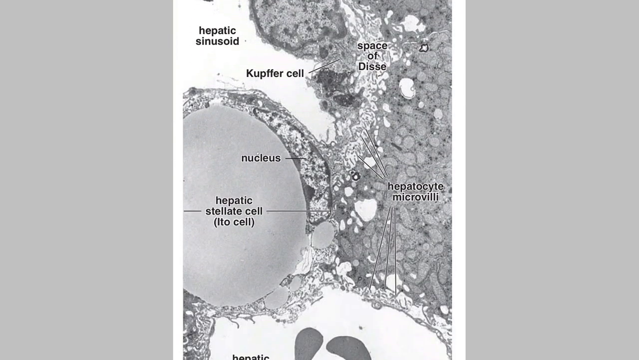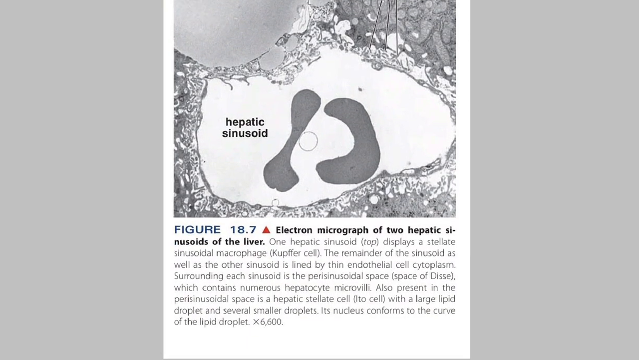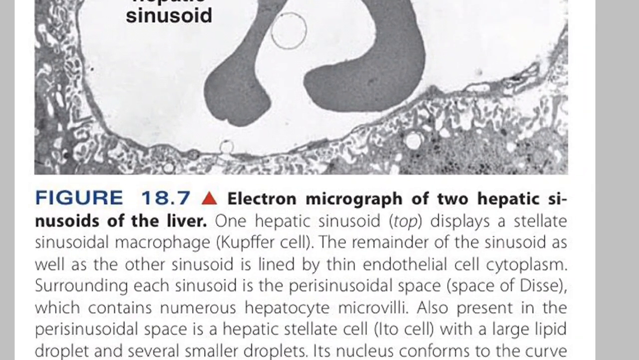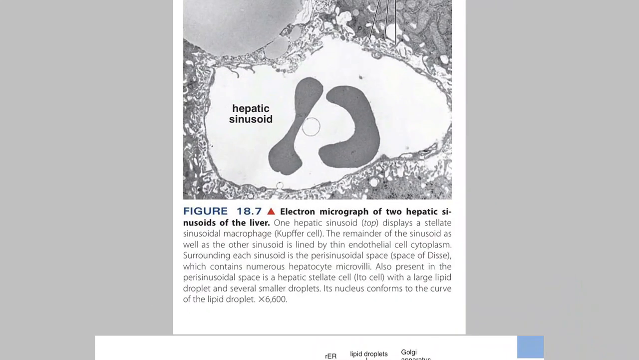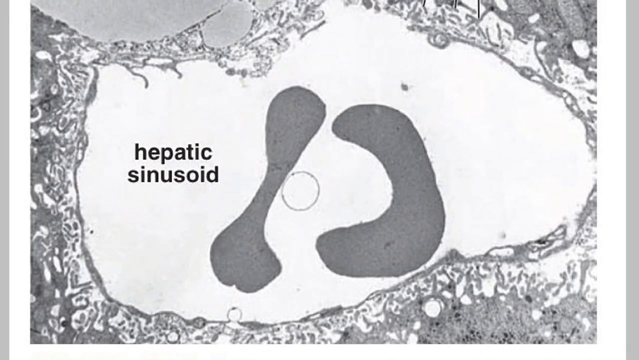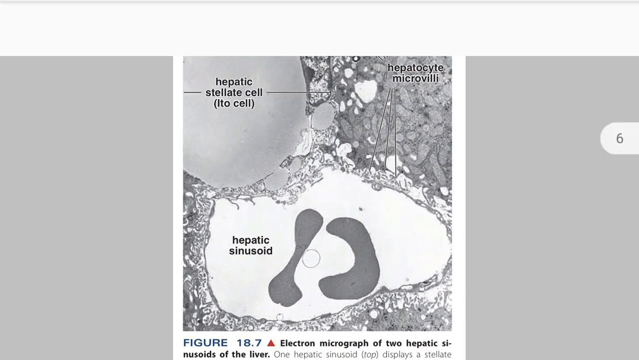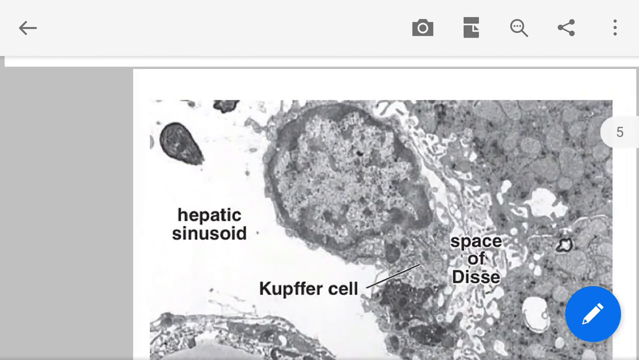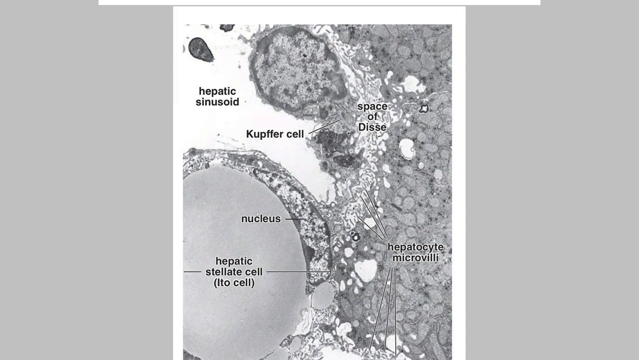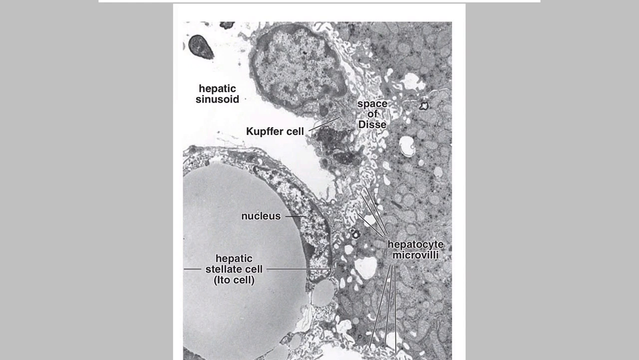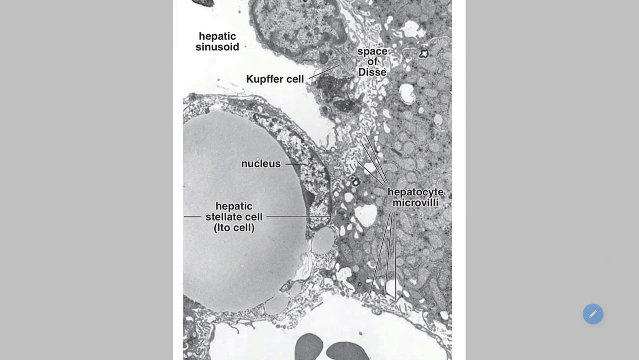Then in this figure, hepatic sinusoids are shown. This is the electron micrograph of two hepatic sinusoids of the liver. This one is the first hepatic sinusoid, and this one is the second hepatic sinusoid. Then Kupffer cell, hepatic microvilli.